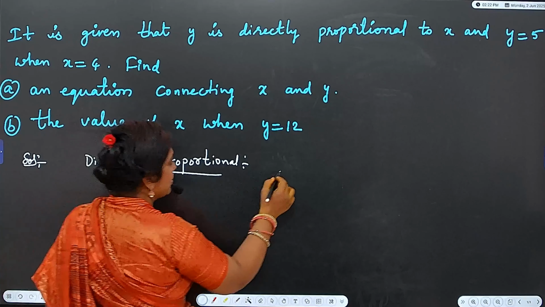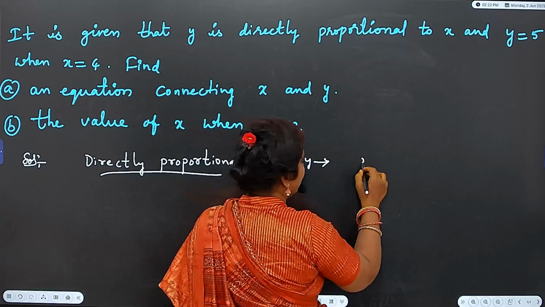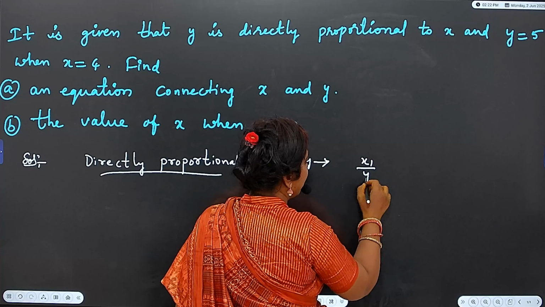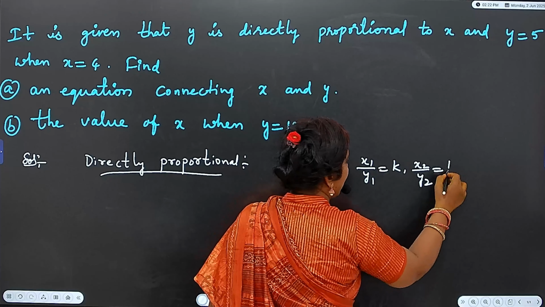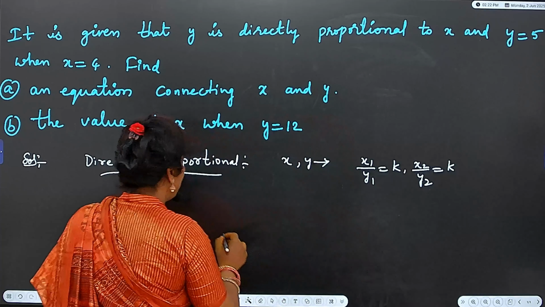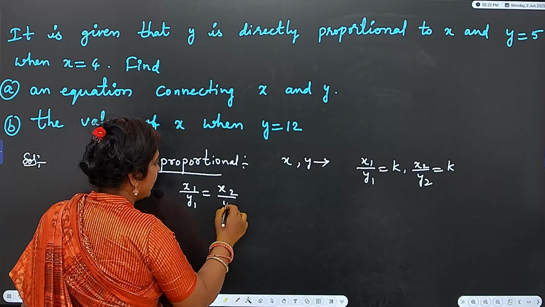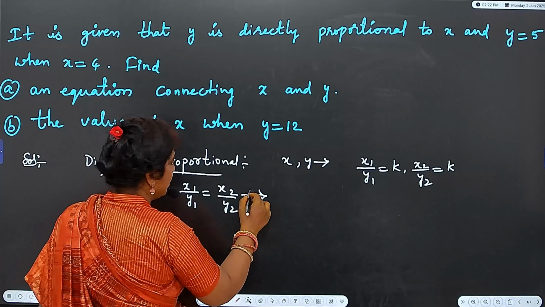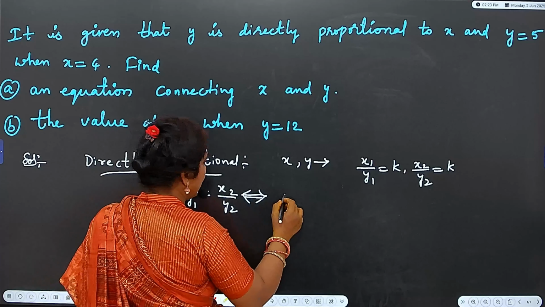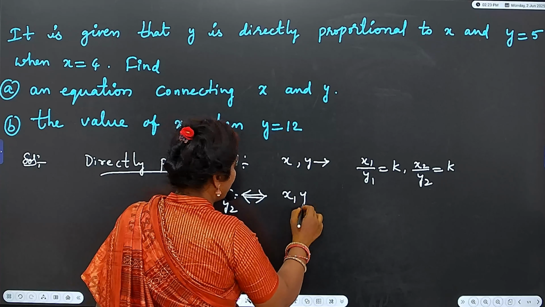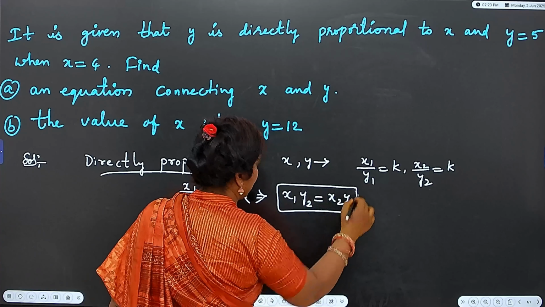Suppose we take x and y as the two variables in the same ratio. x1 by y1 is the same proportion as x2 by y2. So equate those two: x1 over y1 equals x2 over y2. For direct proportion, the relation of the two variables is x1 y2 equals x2 y1. You remember this for direct proportion.